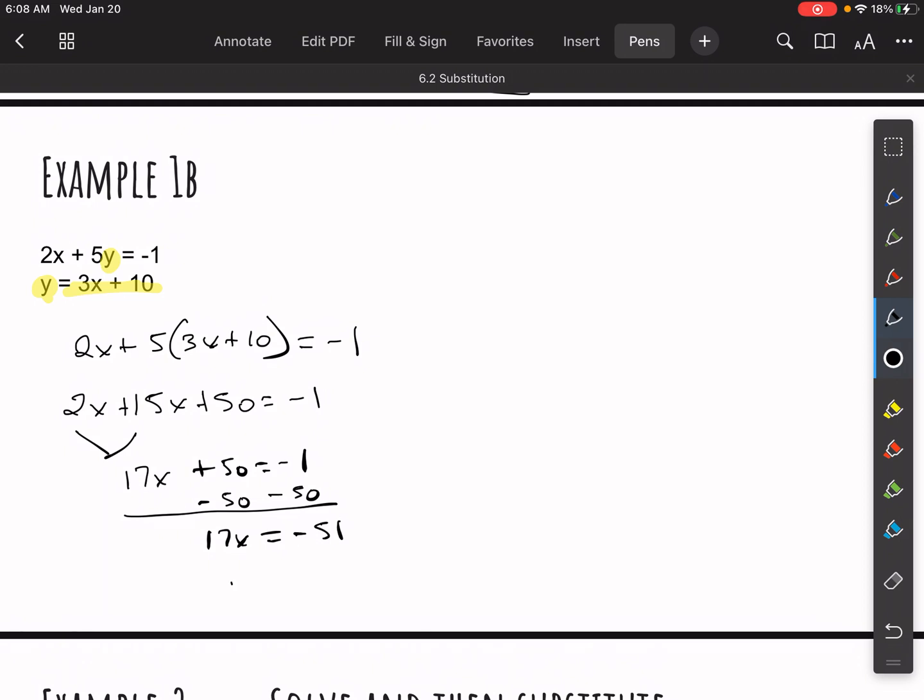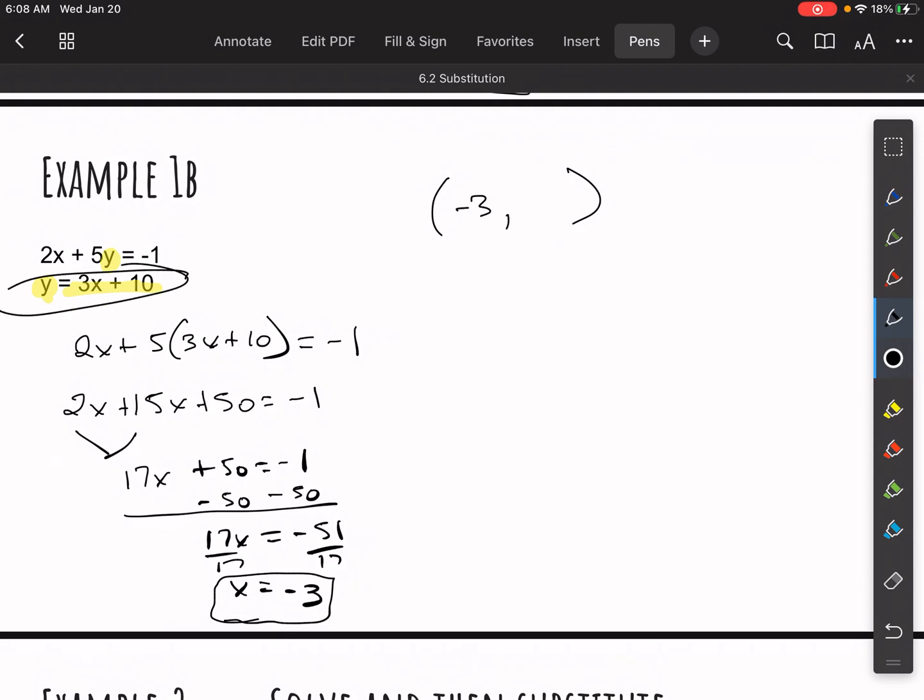Okay, and then x is equal to, if I divide both sides by 17, I believe 17 goes into that 3 times, so we're left with negative 3. So our x value is negative 3. That's part of our answer. Now we can plug that back in. I'm going to plug it back into this guy because it looks easier. So I'm going to go ahead and plug it in there.